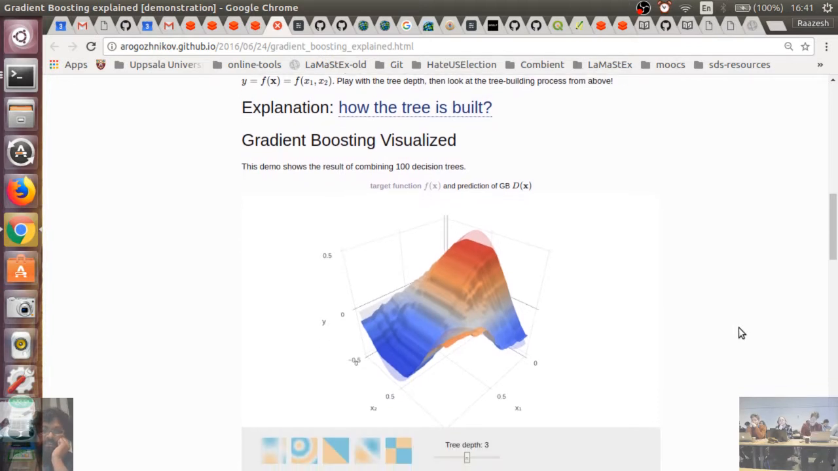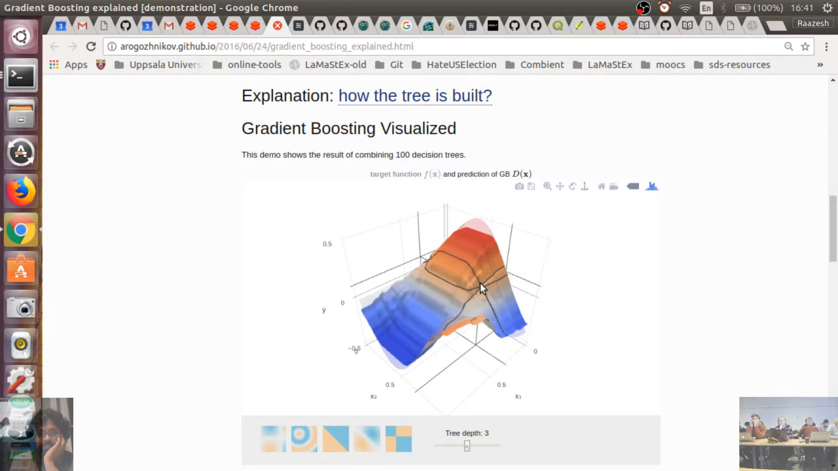So gradient boosted visualization is here. This is the result of combining 100 decision trees. So each decision tree is built separately and then they're combined, right? I don't know, is there a play button or something? Yeah.